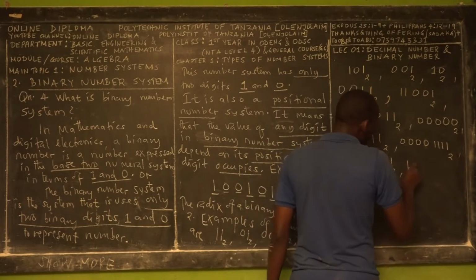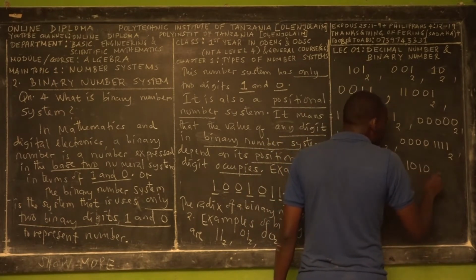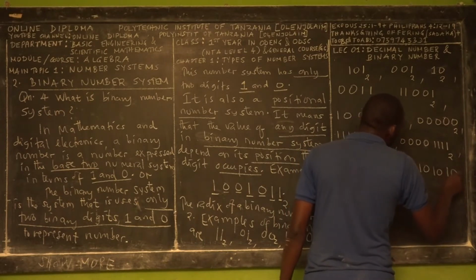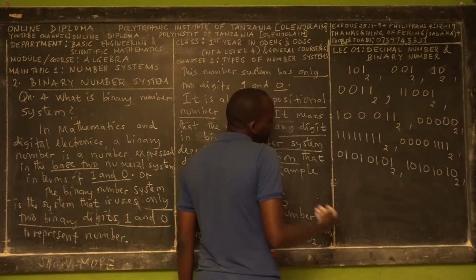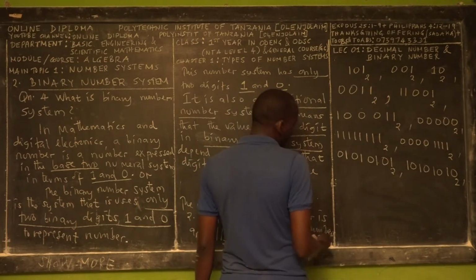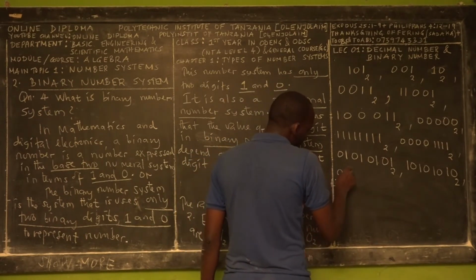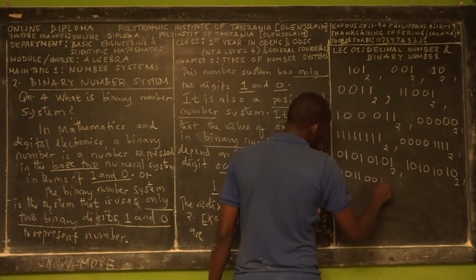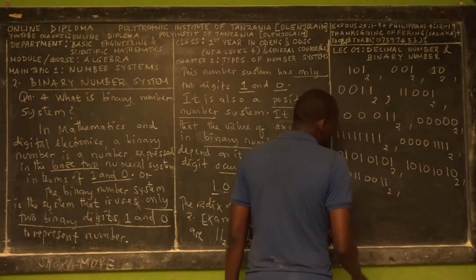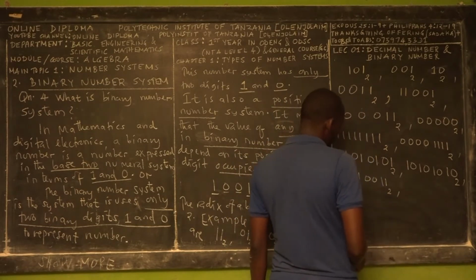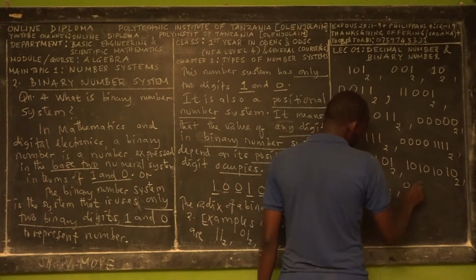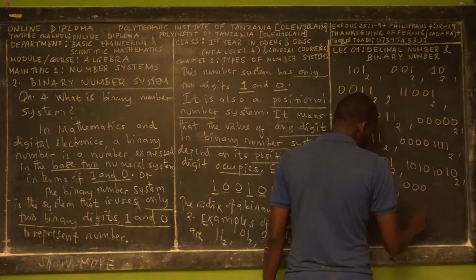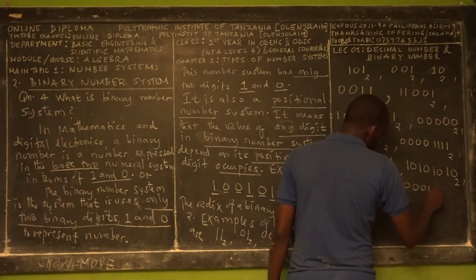You also have a very interesting binary number, 01 01 01 01, base 2. And also a binary number 10 10 10 10, base 2. Then we can have another interesting one, 00 11 0 0 1 1 0. We will find these are the common binary numbers, 1 1, base 2. You can also have another interesting binary number, 0 0 0 1 1 1 0 0, base 2.